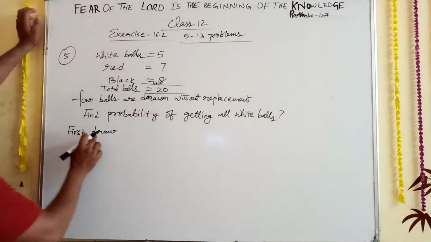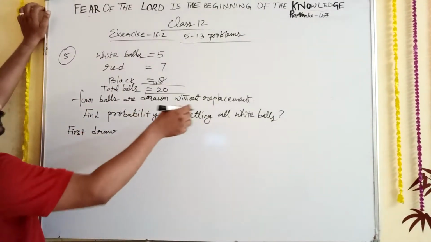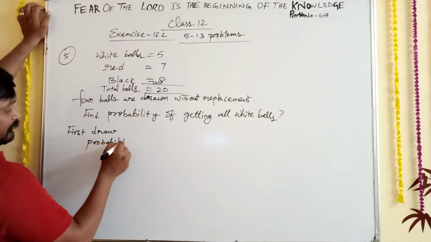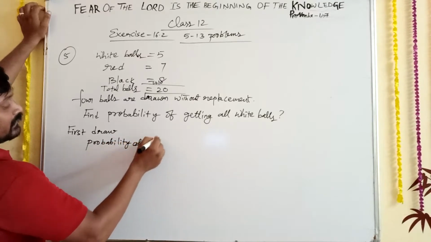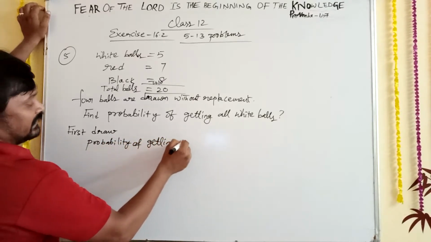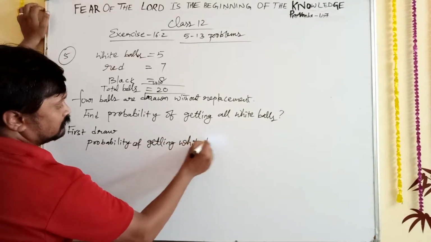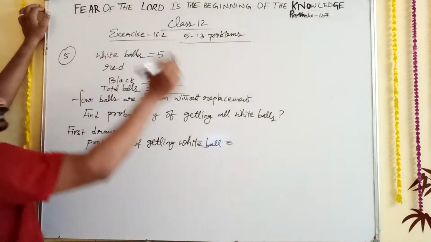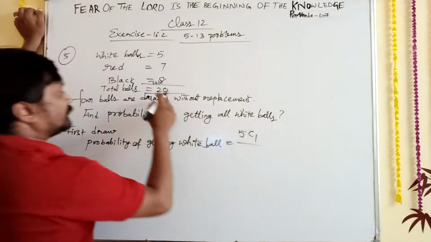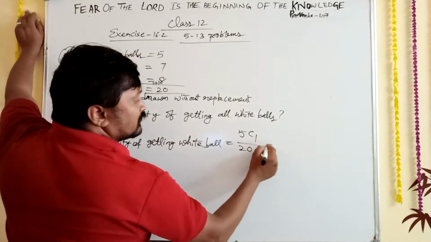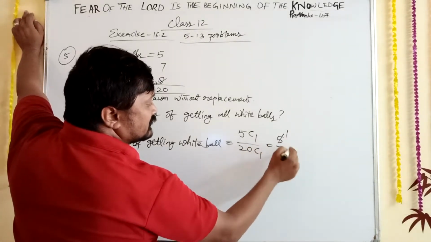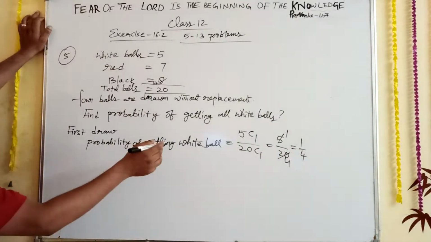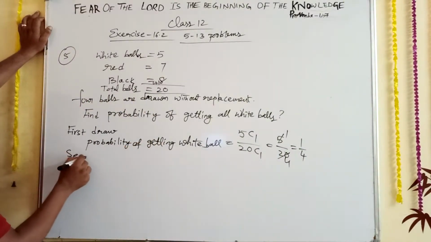In the first draw, the probability of getting a white ball is favorable outcomes 5 C1 out of 20 C1, that is 5 out of 20. 5 fours are 20, so 1 upon 4 is your answer. Next, the probability of getting a white ball in the second draw.